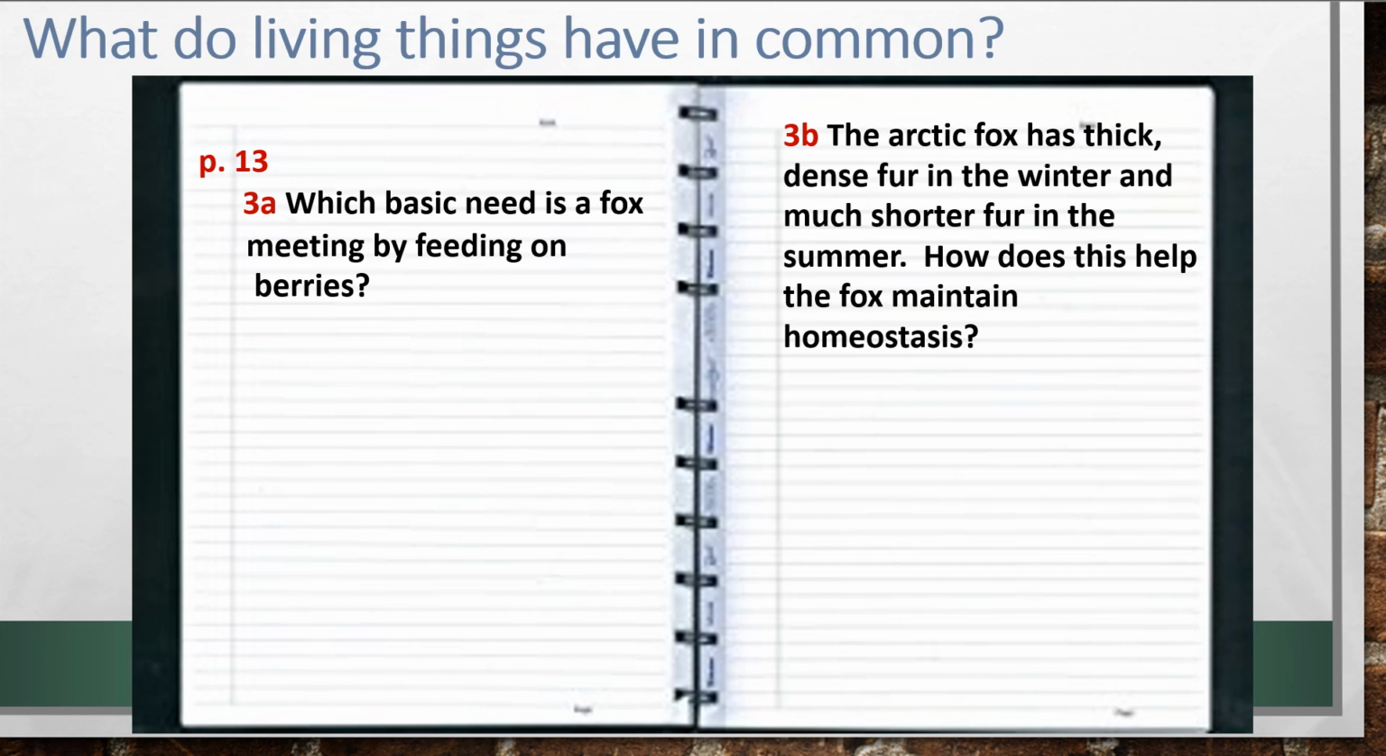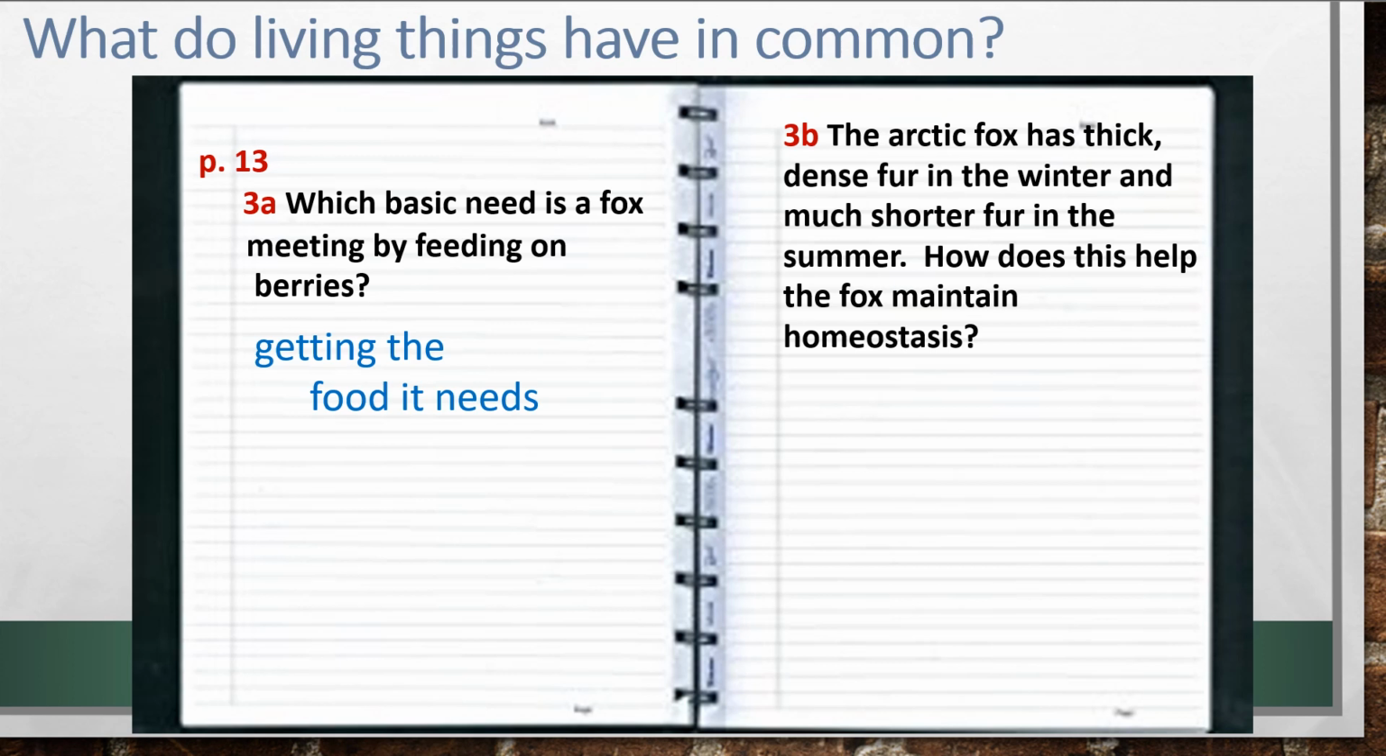So in your last section where you're going to take notes, which basic need is a fox meeting by feeding on berries? So to have those four different ones, right? Food, water, shelter, and homeostasis. Well, easy enough. It's getting its own food.